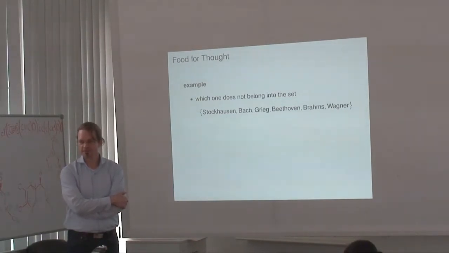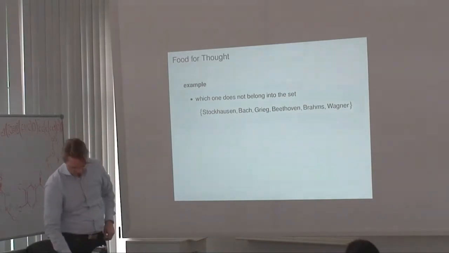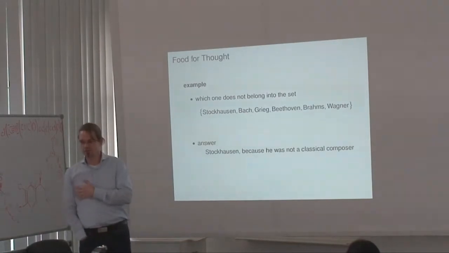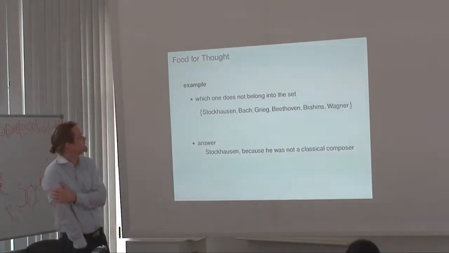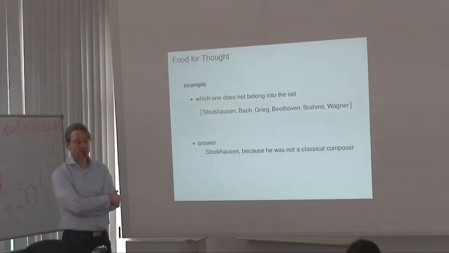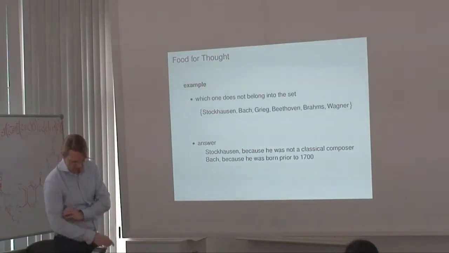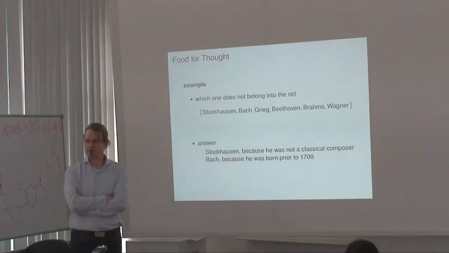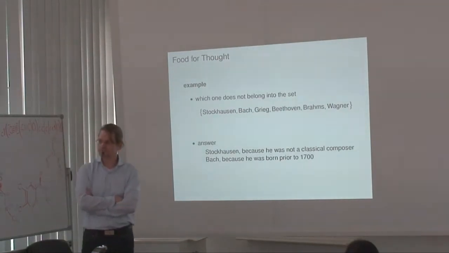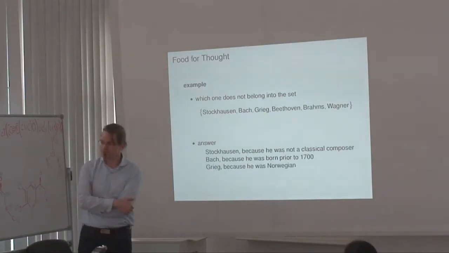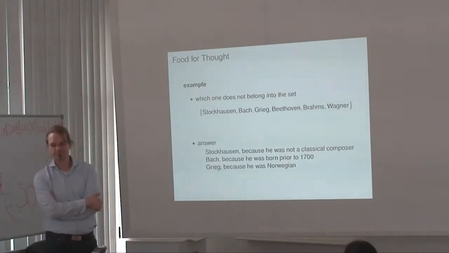Is it that? Let's see. It could be Stockhausen, because he was not a classical composer. He's a famous composer of atonal music, 12-tone music. So Stockhausen would be an appropriate answer here. But how about this one? What about Bach? He's the only guy in that set that was born prior to 1700. And I've already heard that Grieg was Norwegian, whereas the others are all German. You help me out.